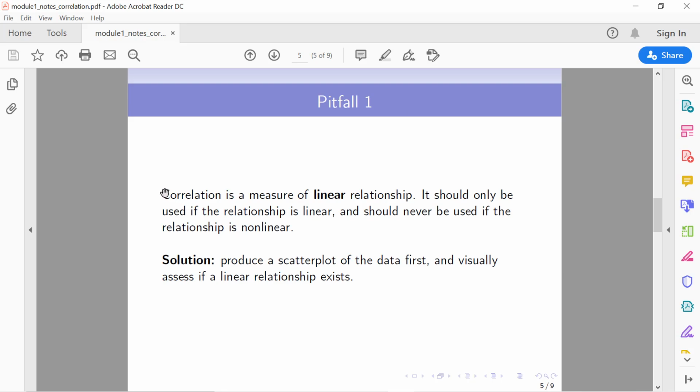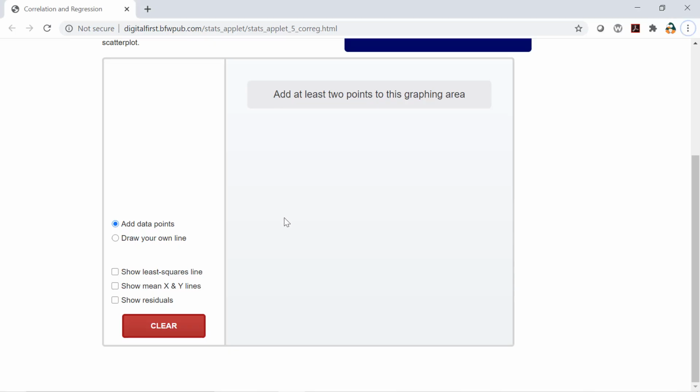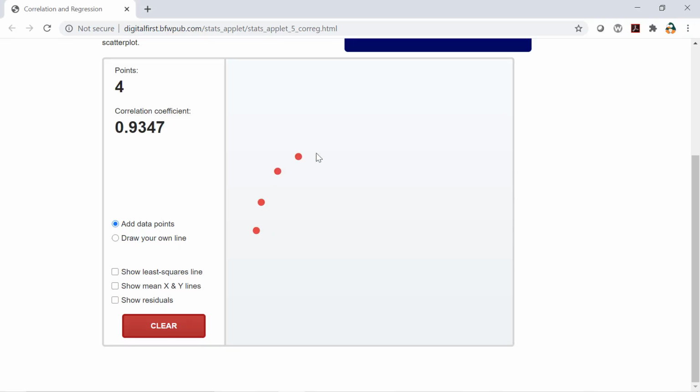So, pitfall number one. As I emphasized earlier on, correlation is a measure of linear relationship. So it should only be used if the relationship is linear, and should never be used if the relationship is nonlinear. One thing you should always do is look at the scatter plot of your two variables first, to visually inspect if a linear relationship exists. If you clearly have a nonlinear relationship, there's no point even bothering to calculate the correlation, because it doesn't matter if the relationship is not linear.